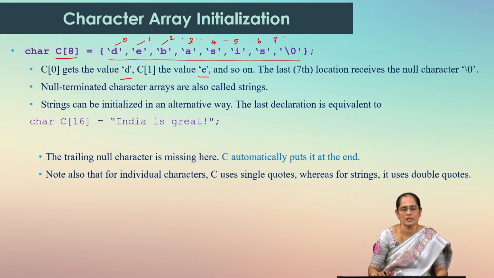And here we can see that the last character is assigned with the value null character. Null terminated character strings are also called strings. Strings can be initialized in an alternative way. There is one more way of initializing the values to the strings.